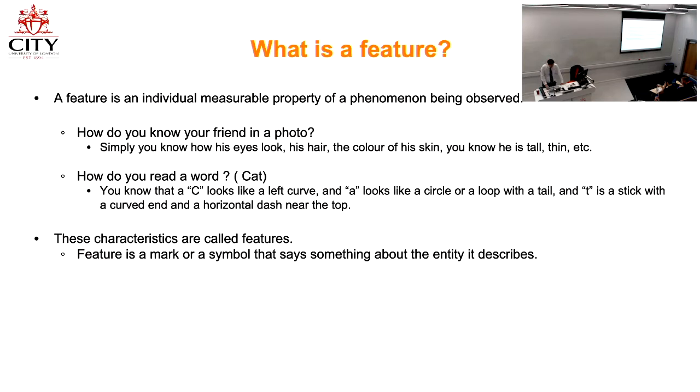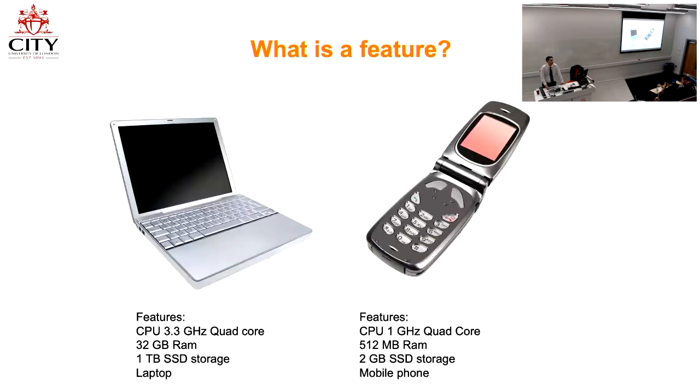And generally, a feature is a mark or a symbol that says something about the entity it describes. So for example, if you want to describe a laptop, you come up with some specifications of the laptop: the memory, the CPU, the RAM, storage, size of its LCD, and things like that.